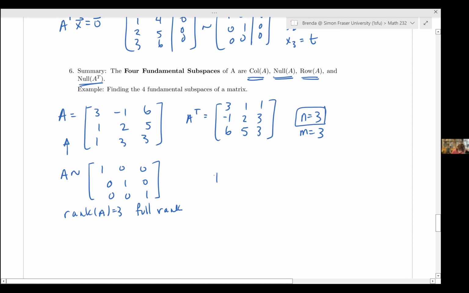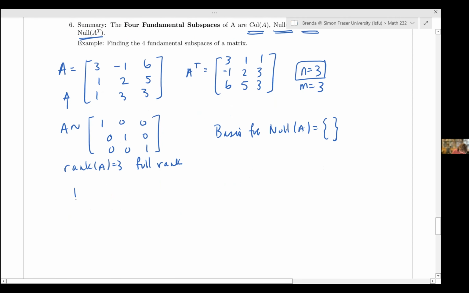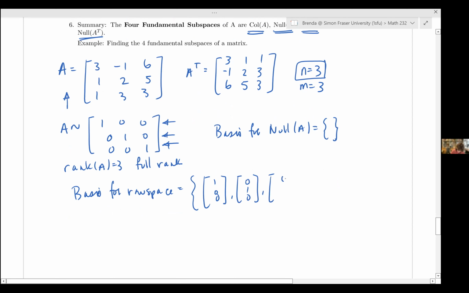First of all, the basis for null of A is simply the empty set. Okay, there's one vector in the null space, the 0 vector. The basis for the row space is going to be these guys here: (1, 0, 0), (0, 1, 0), (0, 0, 1). Okay, that's the basis for the row space.